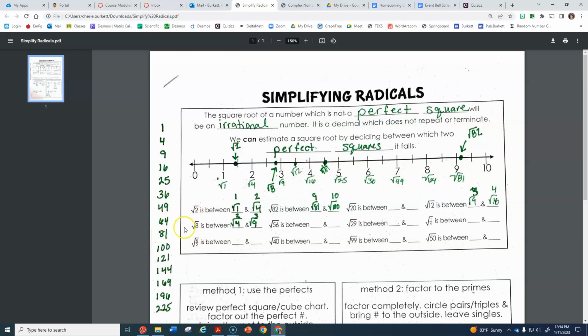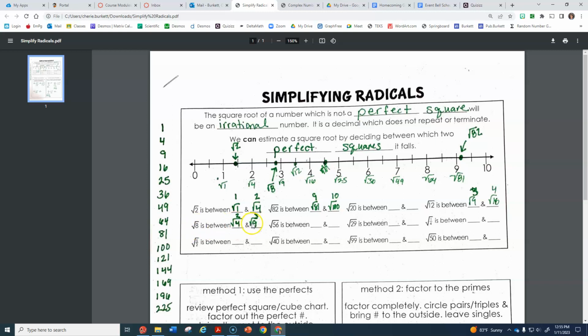So this last one that I did right here, the square root of 8. 8 is going to be between 4 and 9. It's going to be closer to the 9. So the square root of 8 is going to be somewhere between the square root of 4 and the square root of 9.